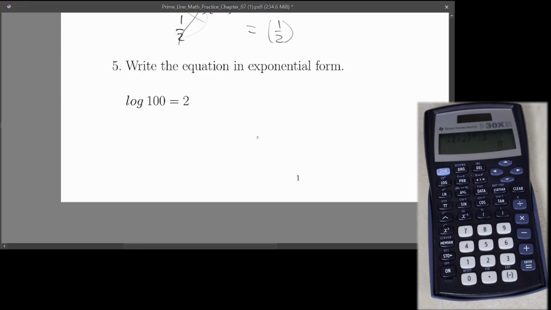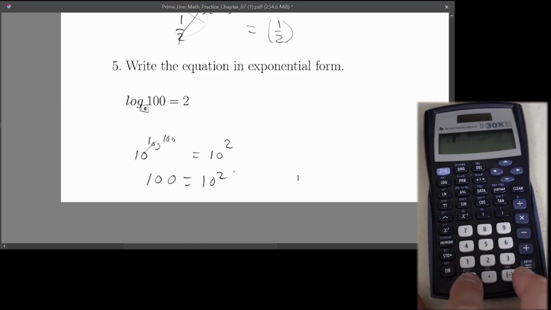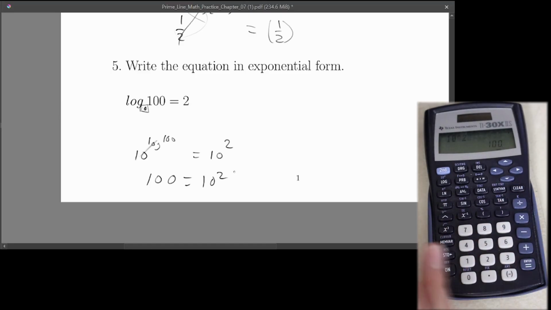Okay, number 5, they want us to write it in exponential form. Notice here that they don't have any number written by the log. We assume that base is a 10. So we can take 10 to the log of 100 power equals 10 to the 2 power. This cancels out and we get 100 equals 10 squared. And to prove it, 10 squared is indeed 100.